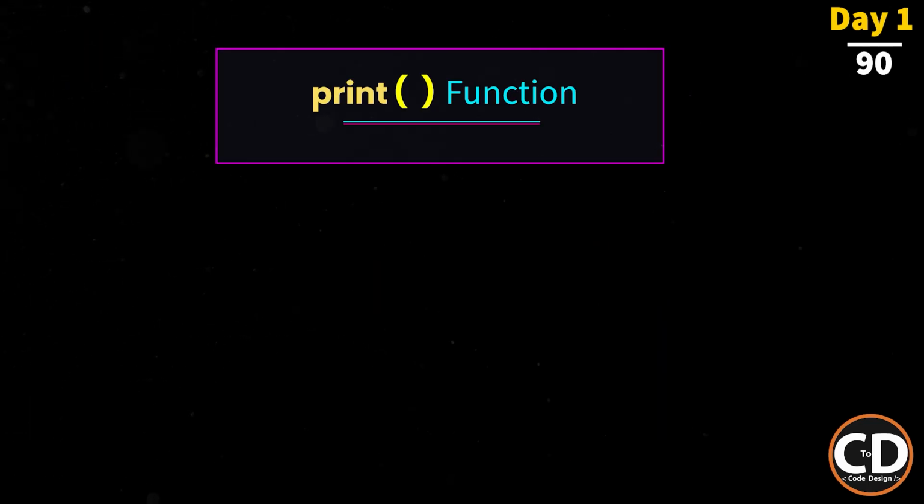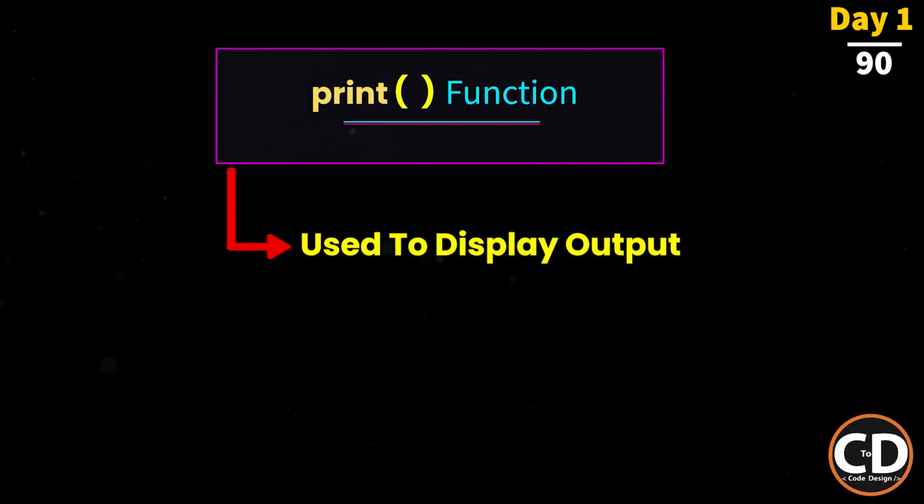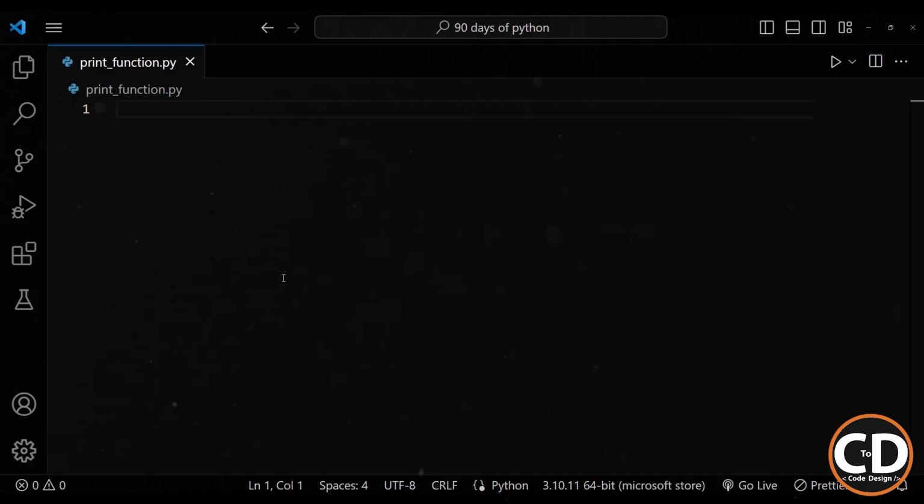In today's video, we're going to explore one of the most basic yet essential functions in Python, the print function. This is the function that lets us display output to the console. We'll be using it a lot as we go through this journey.